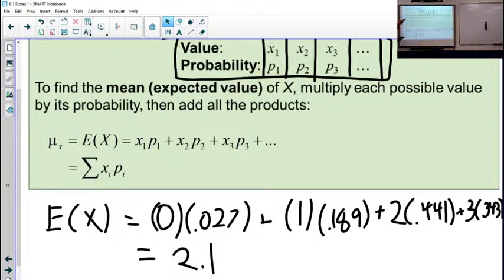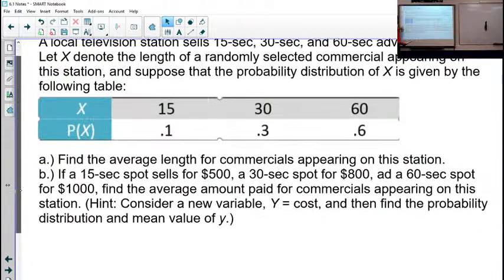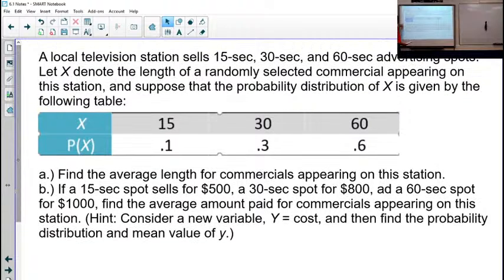So let's do one more of these for the day. Go ahead and read this problem, and I want you to try part A on your own, which is asking you to do an expected value for this table.